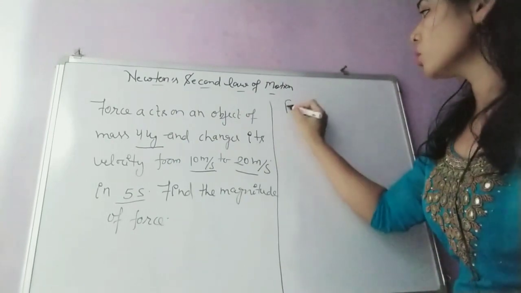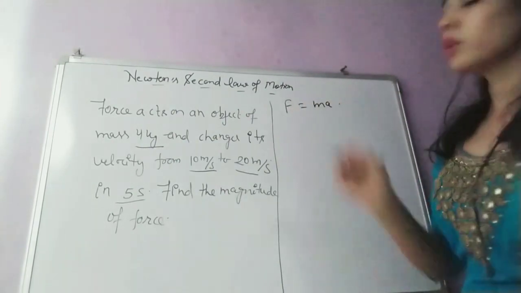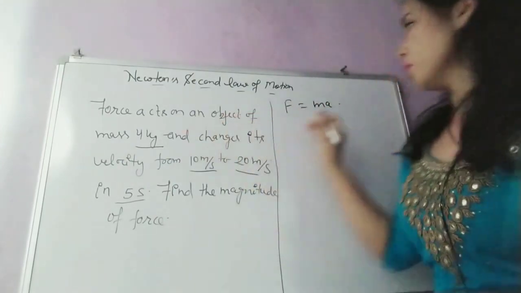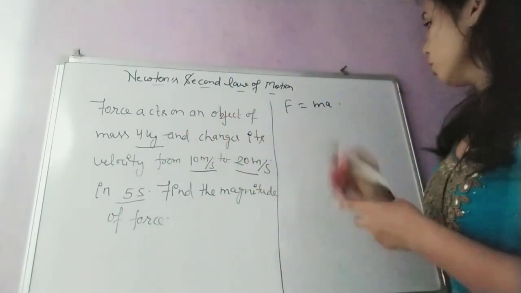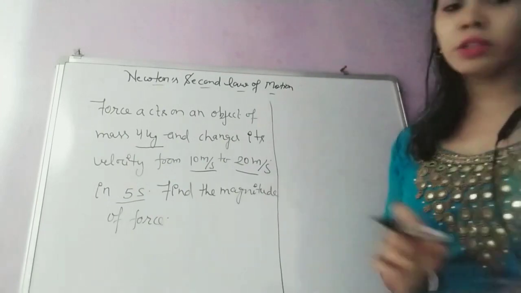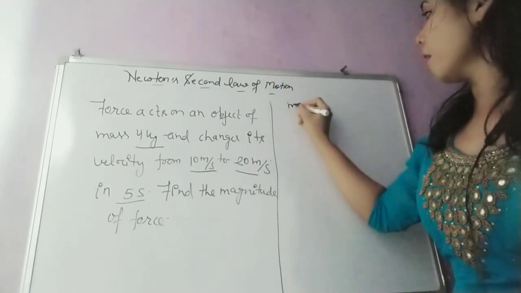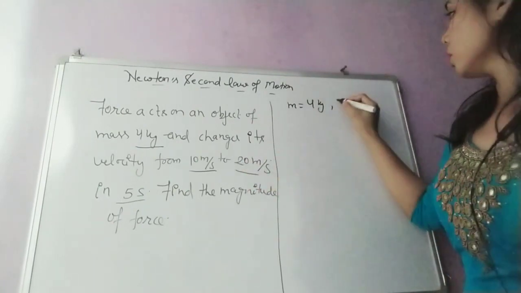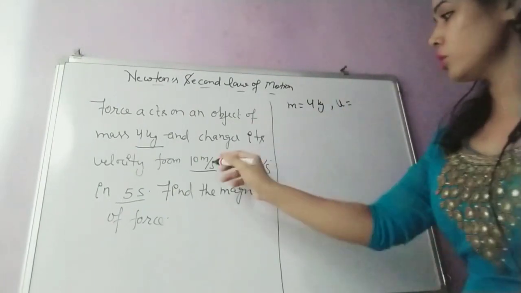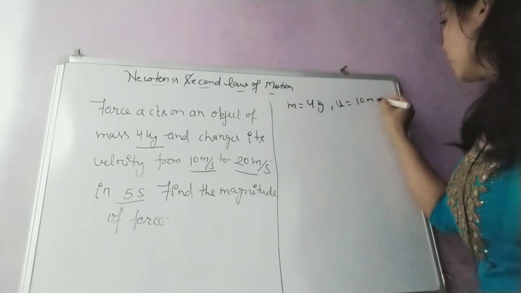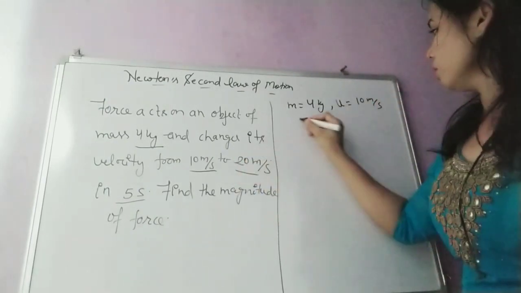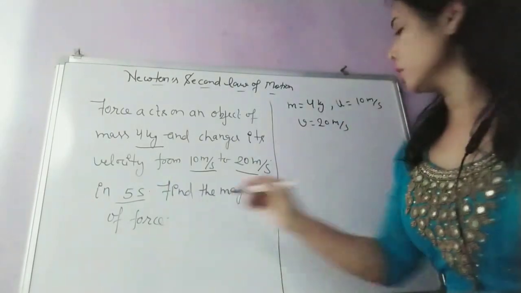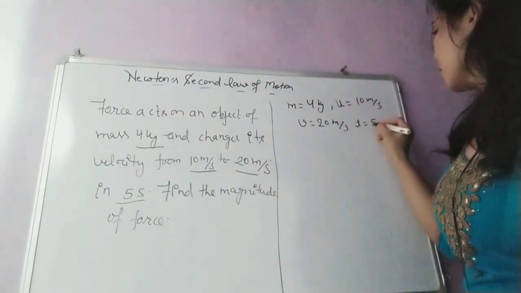So force equals mass times acceleration, you know. Mass we know. First of all, I'll write the terms given in the question. Mass m is given as 4 kg, initial velocity u equals 10 meter per second, final velocity v equals 20 meter per second, and the time t equals 5 seconds.